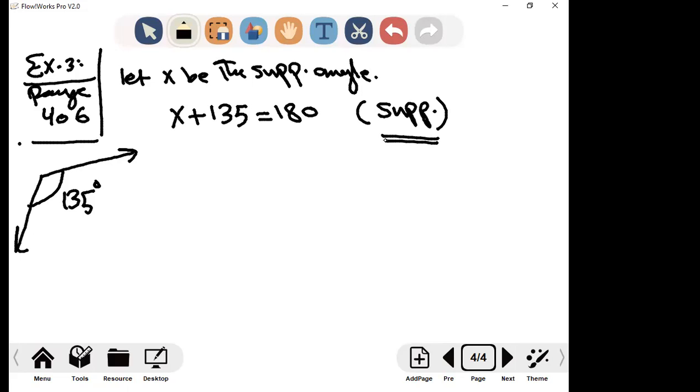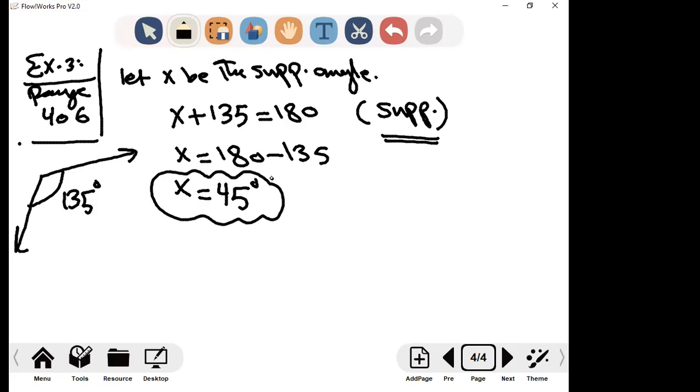So here, check the 135. x will be 180 minus 135. x will be how much? 45 degree. Now, if you draw the two angles, 135 and 45, together in one graph, they form what? A straight angle. Got it? But how do we know that they are supplementary? From the question. The question said that, not me. Done? Right. Now let's go to the check together.